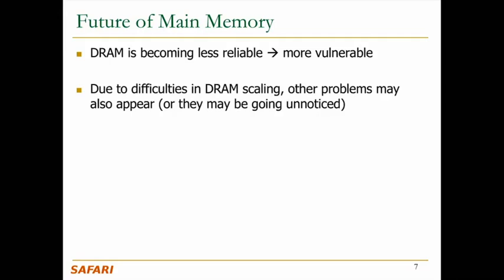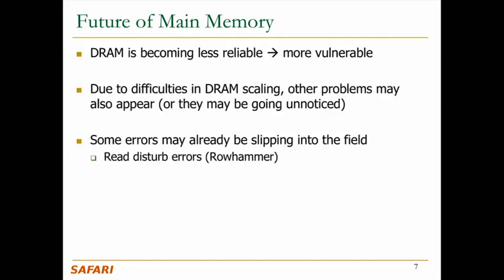And I believe due to difficulties in such scaling, other problems may also appear, or they may also be going unnoticed. Maybe there are errors that we're getting in the field today, and I believe this based on the studies that we've done, that are just happening because we're not reliable enough. Some of the testing is not able to capture the errors. As a result, errors may be going unnoticed. Some errors may already be slipping into the field. And we know that Rowhammer is already in the field. I believe some retention errors may be slipping into the field also.